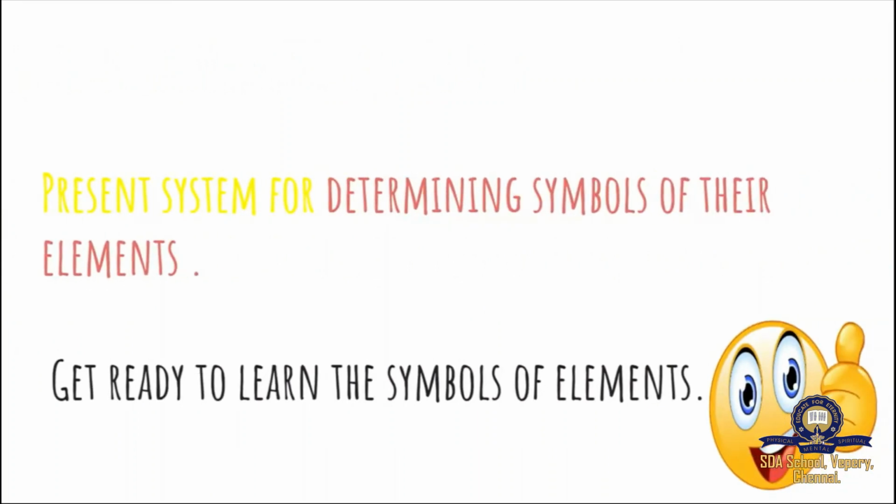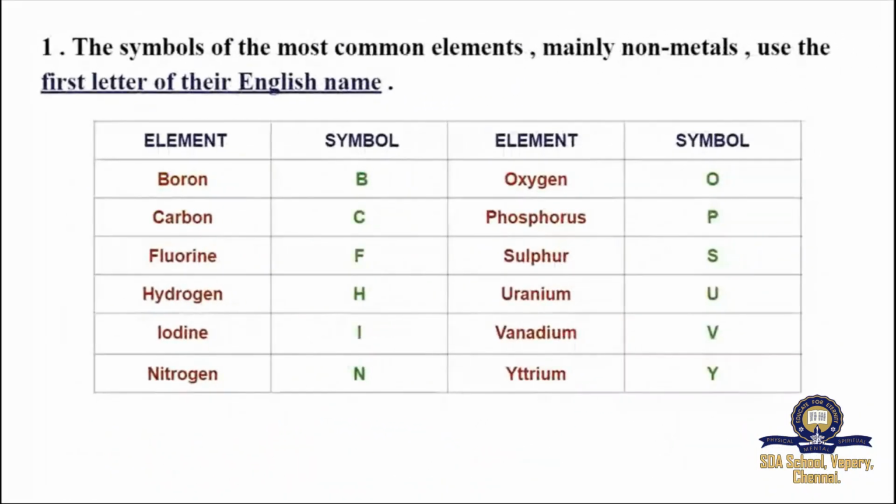Students, get ready to learn the symbols of elements. First, we will see the first type of elements. These symbols are easy to write and remember. The first type of symbols is the symbols of the most common elements, mainly non-metals. Here they use the first letter of their English name.